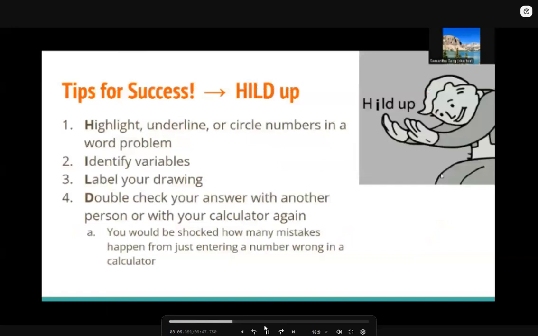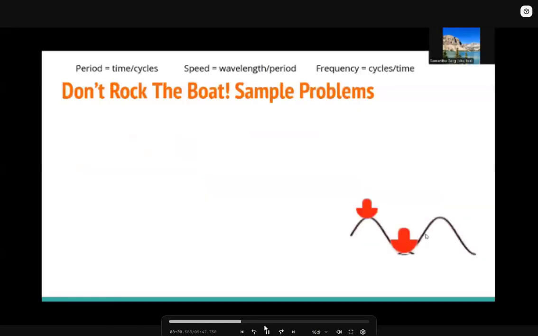Now, as we go forward through these other problems, you have a piece of paper. I'm going to show you how to HELD up. This is where you highlight, underline, or circle numbers in word problems, identify your variables, label your drawing if you need to, and double check your answers with another person or with your calculator. Those are the best things that you can do. So we'll go through these first problems one at a time, and I'll show you how to do this whole process to hopefully minimize any errors and maximize your success. For the rest of this problem, we've identified where our boat is. Hopefully you drew where the boat is. If you haven't, draw a little boat in that location where it's supposed to be on your paper now.